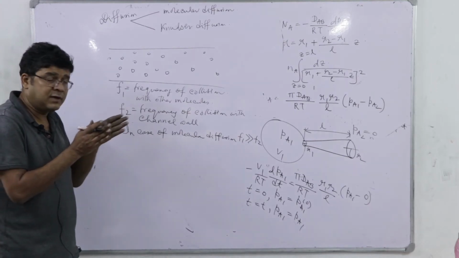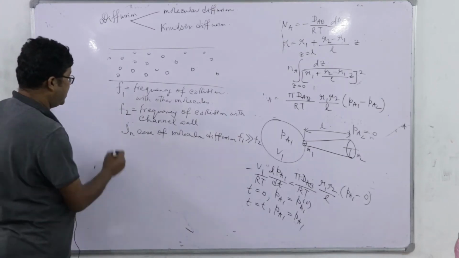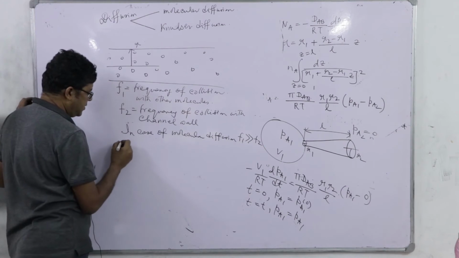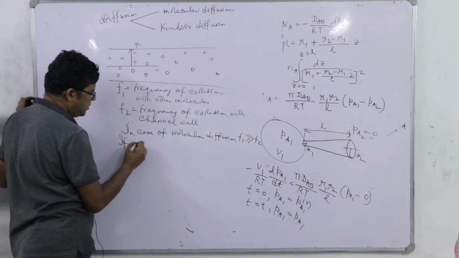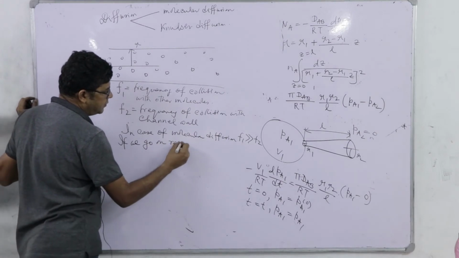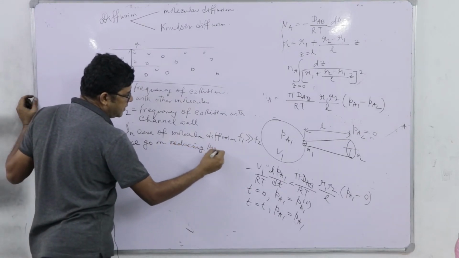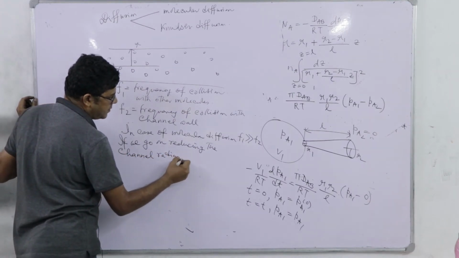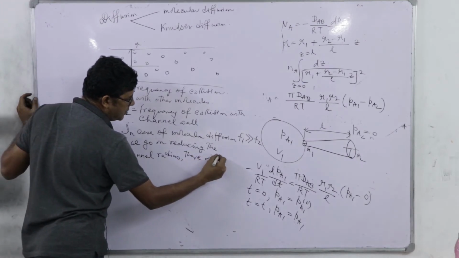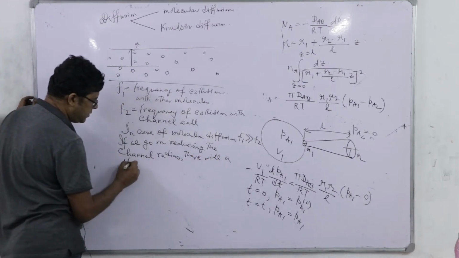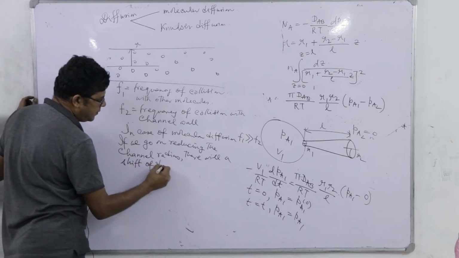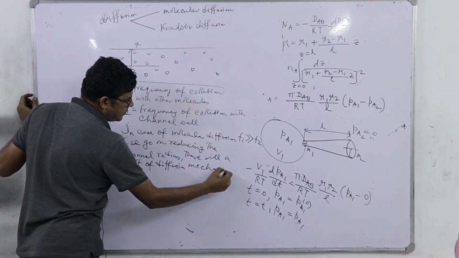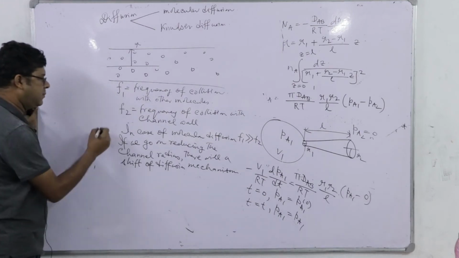However, if you go on narrowing down the channel, a point will come, say the channel radius is r, right. If we go on reducing the channel radius, there will be a shift of diffusion mechanism, right. This is very important.